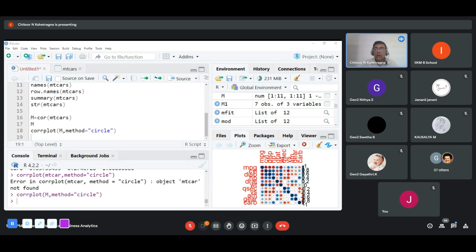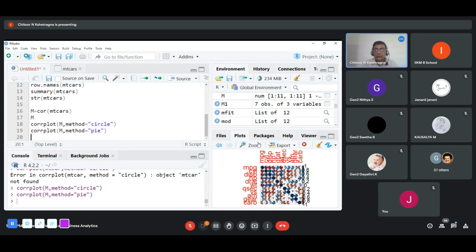So now I've got something as a circle. So now what I can do is I can change this from a circle to a pie. It will become a beautiful representation. I don't want a circle. I want to showcase it as a pie. This is a pie. Let me zoom and show it to you.